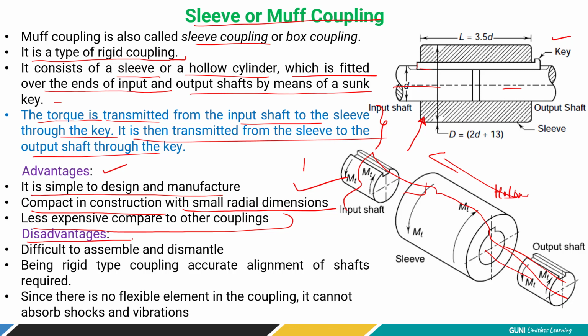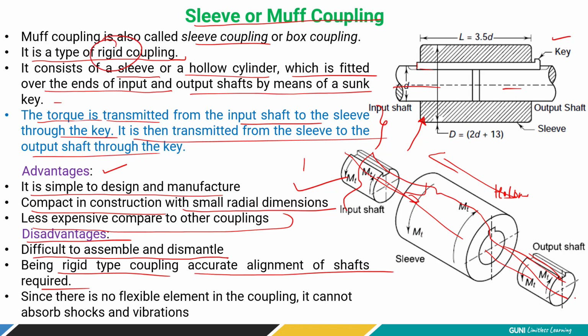Now, what are the disadvantages? If you look at the disadvantages, it is difficult to assemble and dismantle. The reason is it has only one way of assembly, right? You can insert the key from here, and from here the other key, so if you want to assemble or disassemble it, it will be a little difficult. Being a rigid type coupling, accurate alignment of the shaft is required. It is made in one piece, right? It's a simple rigid construction.